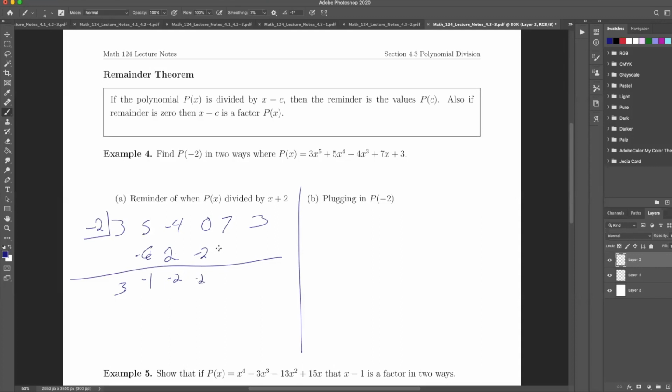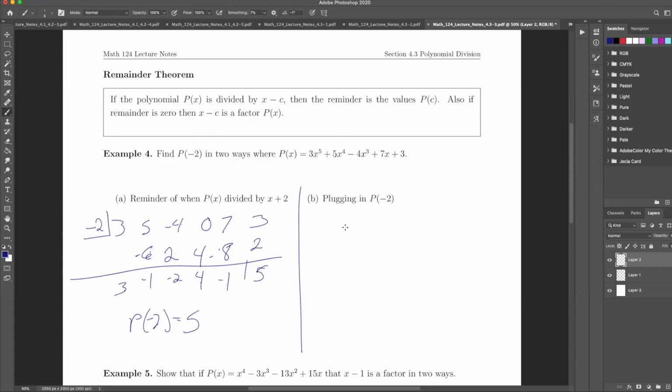Oops, I missed something, didn't I? This times negative 2 is not negative 2, is it? This is positive 4. Positive 4 added up here. Then multiply by negative 2 gives us this. Add this down, I get minus 1. Negative 1 times negative 2 gives me positive 2. Add that, it is 5. And so what I know here is that p of minus 2 is equal to 5. That's what the remainder theorem says. Whatever your remainder is, if I plug this value into this function, that's what I would get.